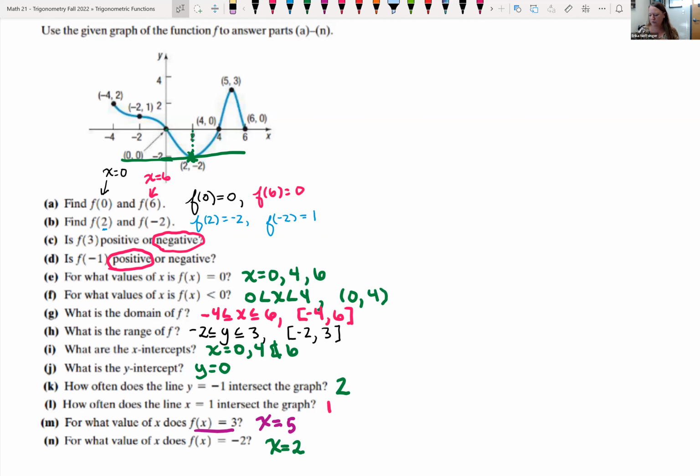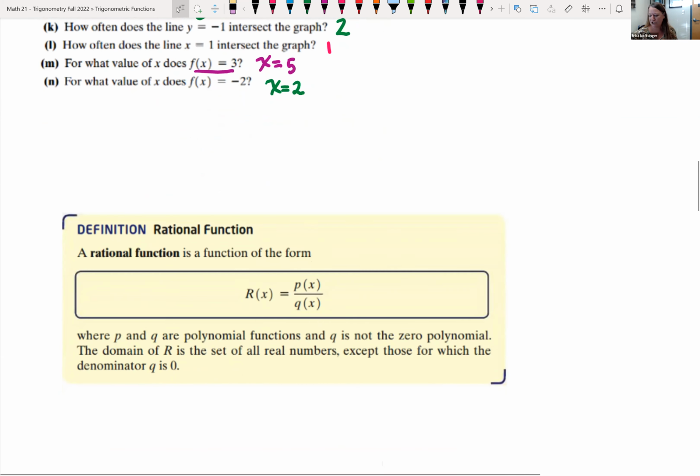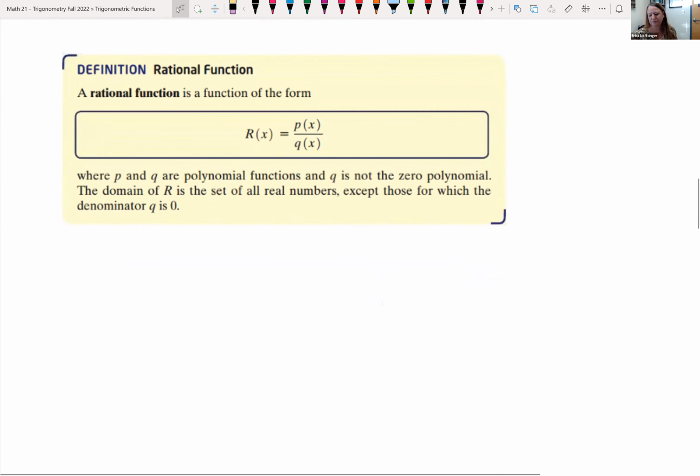So hopefully going through that example helped you recall some of those important terms and properties of graphs and how to find them and the notation being used. So next I want to talk about rational functions really quickly. Recall a lot of our trigonometric functions can be rewritten in terms of rational functions in terms of sine and cosine.